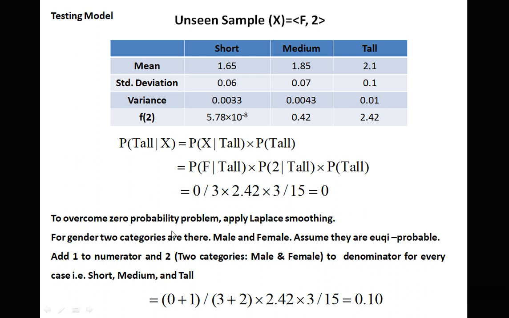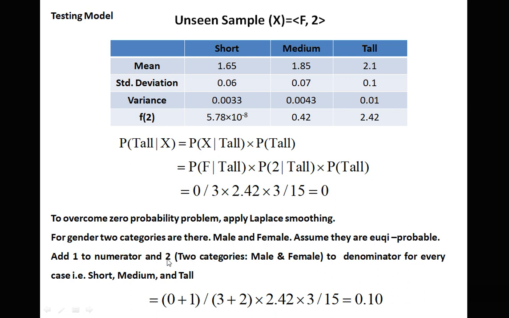So to overcome the zero probability problem, apply Laplace smoothing. So what is meant by Laplace smoothing? We try to avoid any one of the values being 0. So for gender, two categories are there, male and female, and assume that they are equiprobable. Now to avoid the problem of 0, we add 1 to the numerator compulsorily, and in the denominator we add whatever the number of categories. Now this is with respect to gender, and in gender two categories are there, that is male and female.